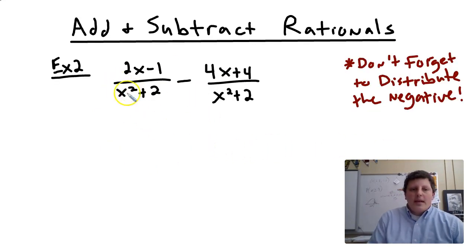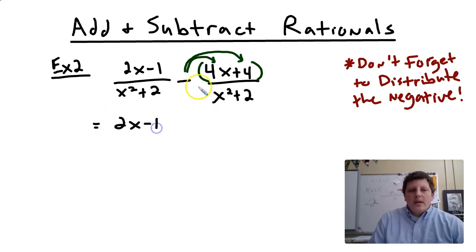One more quick example with like denominators. X squared plus 2 is a like denominator. So here I'm subtracting. I want you to remember that when you have a minus sign, you must distribute the negative into the part that follows. So if I'm going to subtract all of 4x plus 4, I have to distribute that negative into 4x plus 4. So I'm just going to rewrite the top as 2x minus 1. Subtract 4x, and then negative times positive is minus 4. And when you distribute a negative, just the signs change, and that's it.